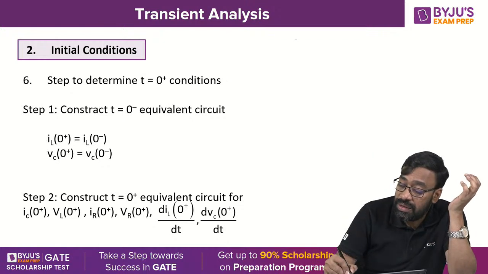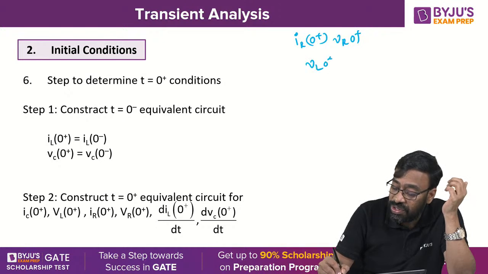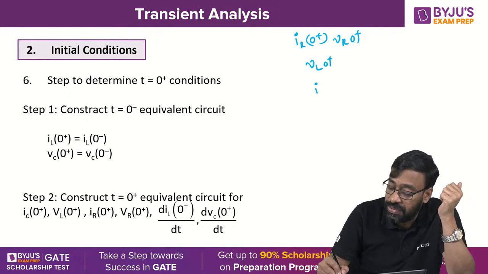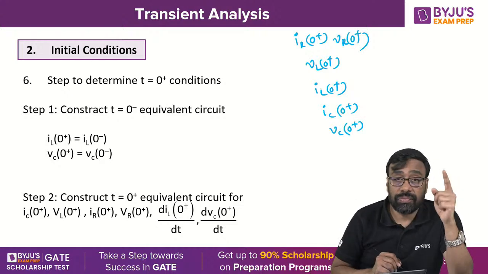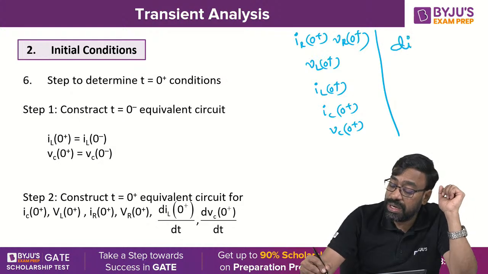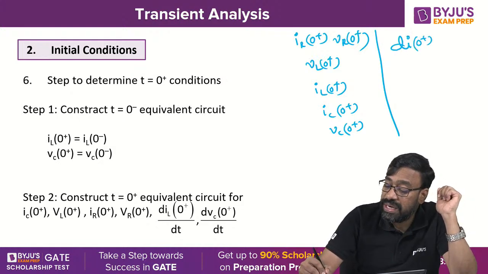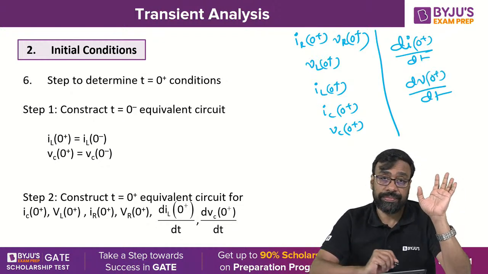Okay? IR of 0 plus, VR of 0 plus, VL of 0 plus, IL of 0 plus, IC of 0 plus, VC of 0 plus. Do you understand, all of you? Okay. These are all non-derivative. Derivative terms are nothing but di of 0 plus by dt, dv of 0 plus by dt. You understand, all of you? These are the derivative terms.